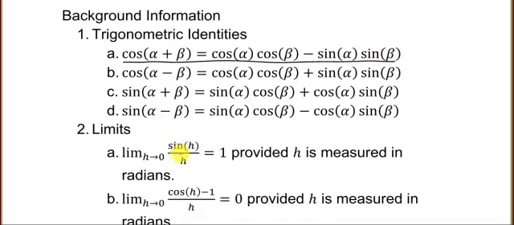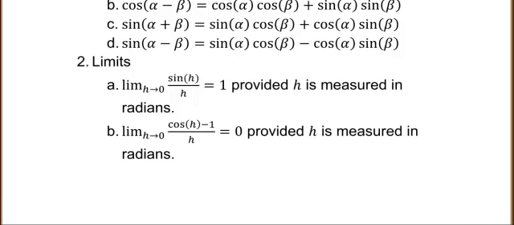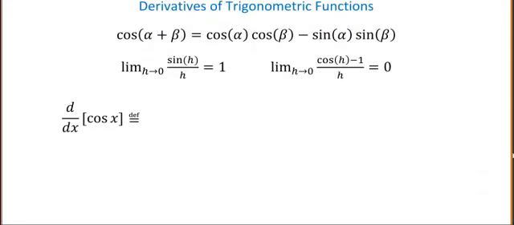limit as h approaches 0 of sine of h over h equals 1, and the limit as h approaches 0 of cosine of h minus 1 over h is equal to 0. Okay, with those in mind, let's develop the derivative formula for cosine of x.